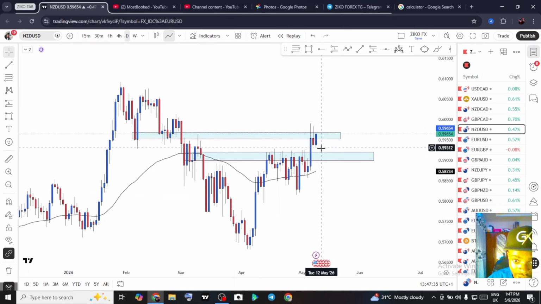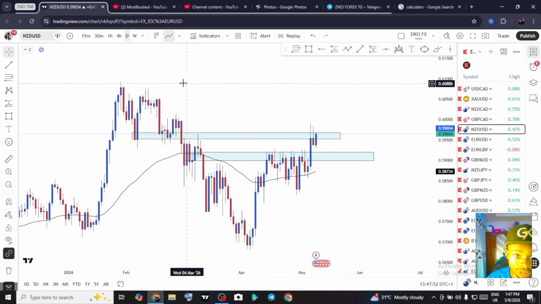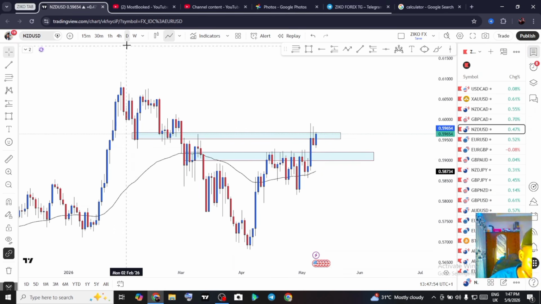I would like for price to react from this area and come all the way down to this area for us to buy, right? But if that doesn't happen, we might actually just wait for a break and retest above this area to buy. So let us see. That's just one piece of information on the daily time frame.